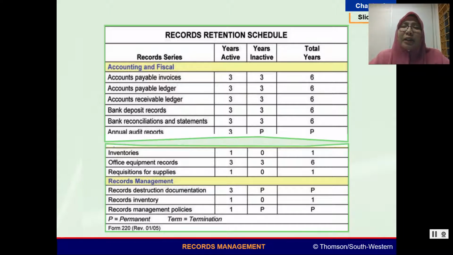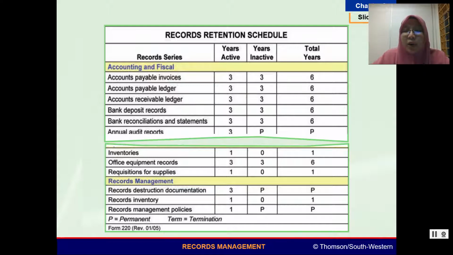You need to take a look at this one because you may be asked about it. So how are we going to calculate this? It is by the type of record series. For example, active is 3 years, inactive is 3 years, and for the total you just add up active and inactive and you will get the total years. How about this one, with 0? It means the record is kept just 1 year in your department.